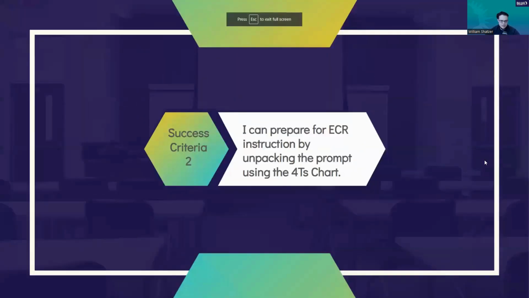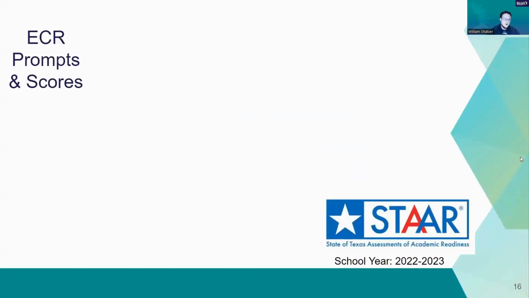All right, let's get into success criteria number 2, preparing for the extended constructed response instruction by unpacking the prompt using the 4 T's chart. All right, we're going to take a look at a little bit of information here. And this is information that is specific to Dallas ISD. This is not data that is from the state of Texas overall. This is just our Dallas ISD students in grades 3 through 5.